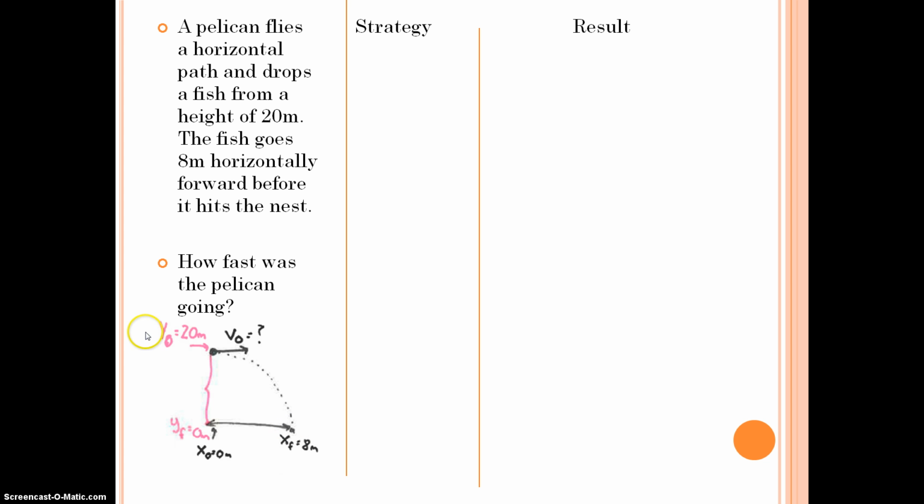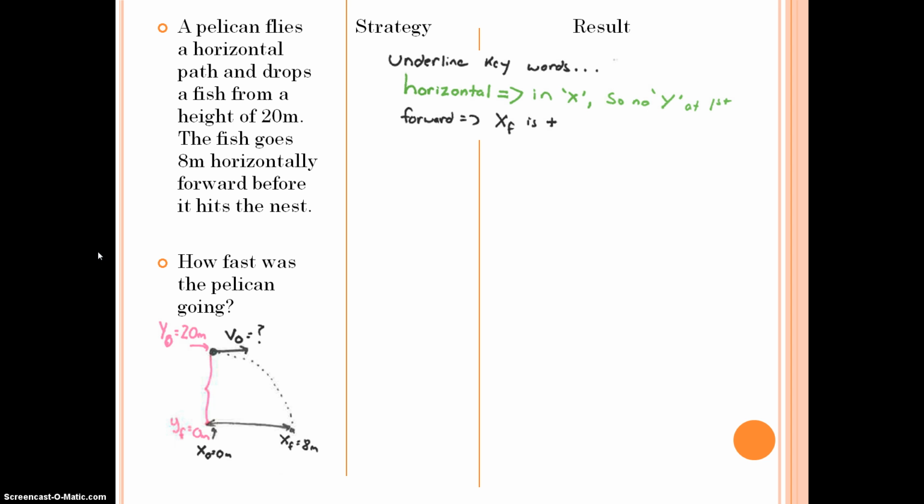And it starts off with a forward position of 0, and it ends up with a forward position of 8 meters away. So before you do any kind of strategy, the first thing you should do is look for key words and underline them. I noticed the phrase horizontal, which meant that there's no y velocity at first, and it's forward, so the forward position is going to be positive.